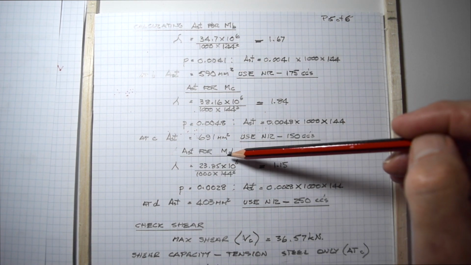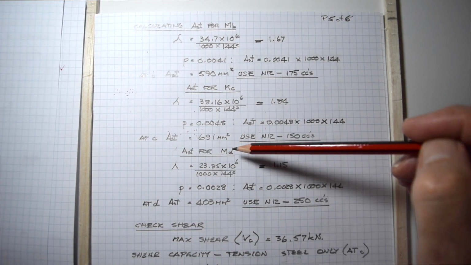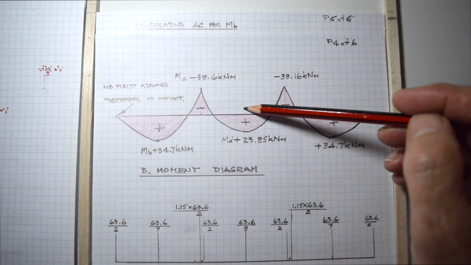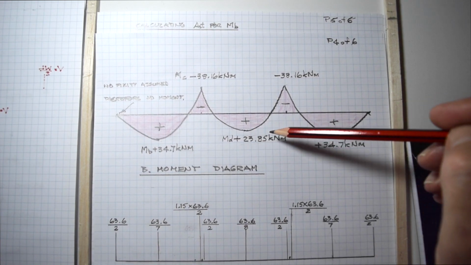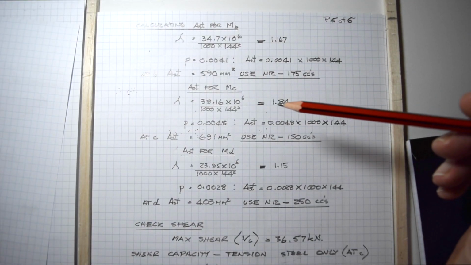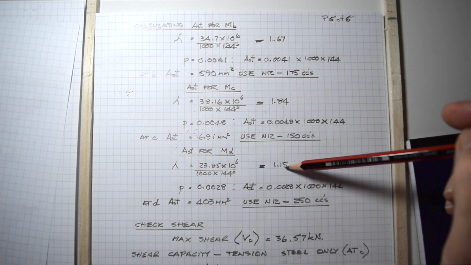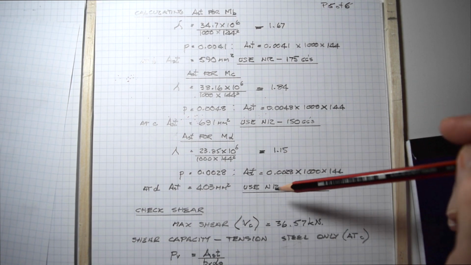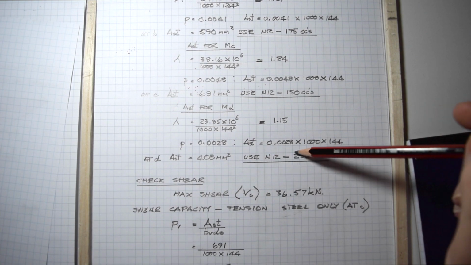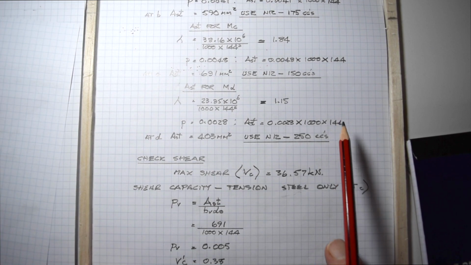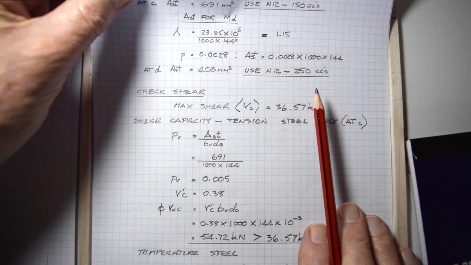For MD, moment at D, getting back to the diagram there, the moment at D is this positive moment there. It's only 23.85. But the moment at D gives you a lambda of 1.15, and you can use lighter steel, the N12s at 250. You can check the shear capacity of your slab.